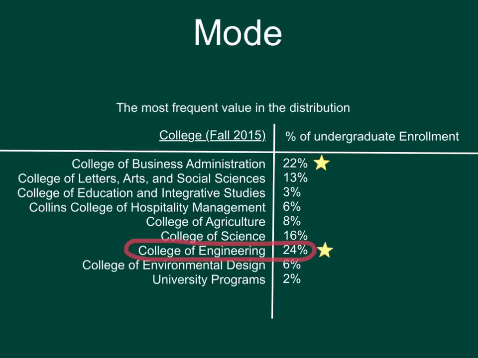As you can see, 24% of students are enrolled in the College of Engineering. However, I also want to note that 22% are enrolled in the College of Business Administration. This distribution may be what's called bimodal, or having 2 modes.